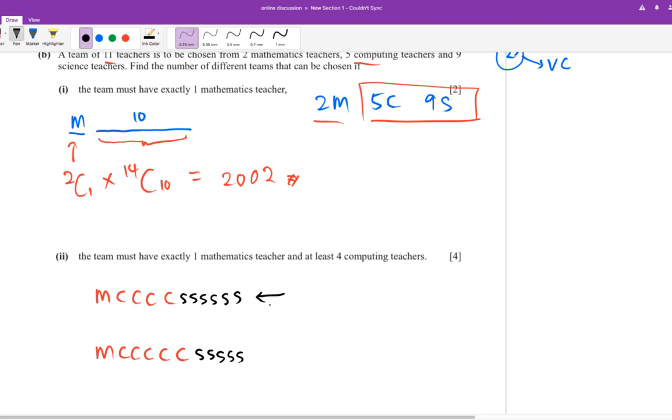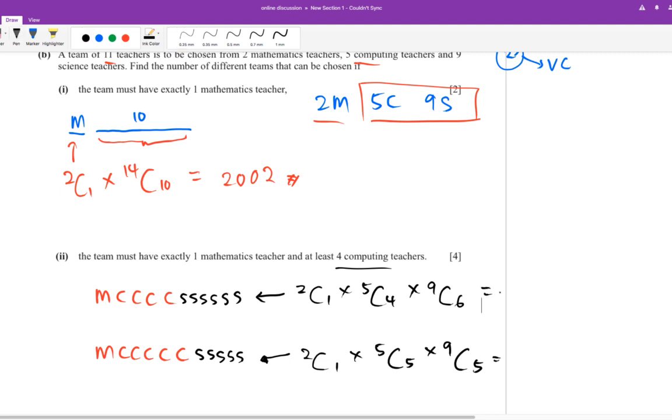Alright, so if I work this one out, math teacher 2 math, I select 1. And then I will have 5 computer, I select 4. Because they say at least 4, right? And then science teacher, I have 9 science teachers, I select 6 here. So for this case, I have 2 math teachers, select 1. 5 computer teachers, I select 5. And 9 science teachers, I select 5.